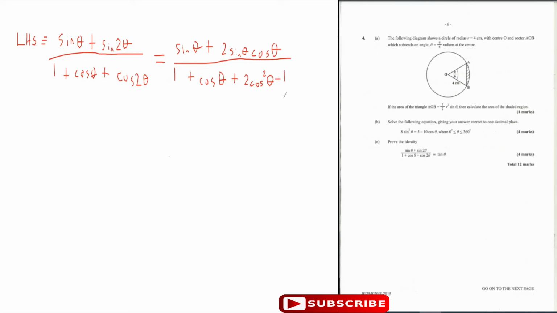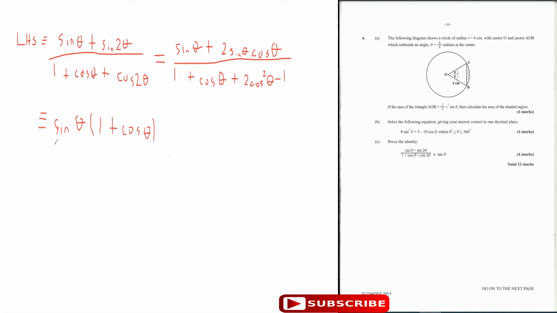Nice and easy. Now, as we can see, the 1 and the minus 1 are going to cancel each other. Sine theta is in common here, so we can factor out sine theta from the numerator. And what we're left with is 1 plus 2 cos theta. Nice and easy.